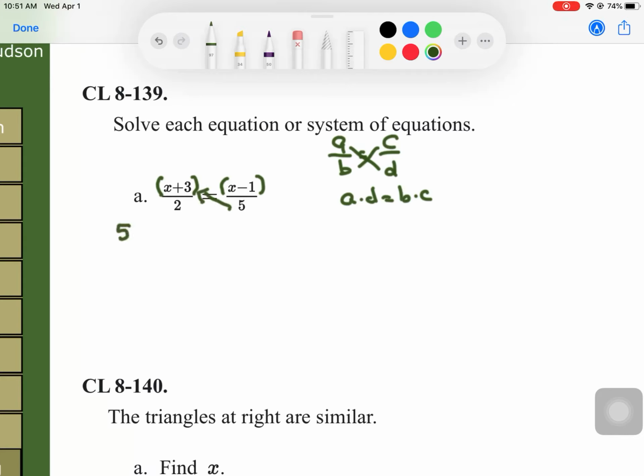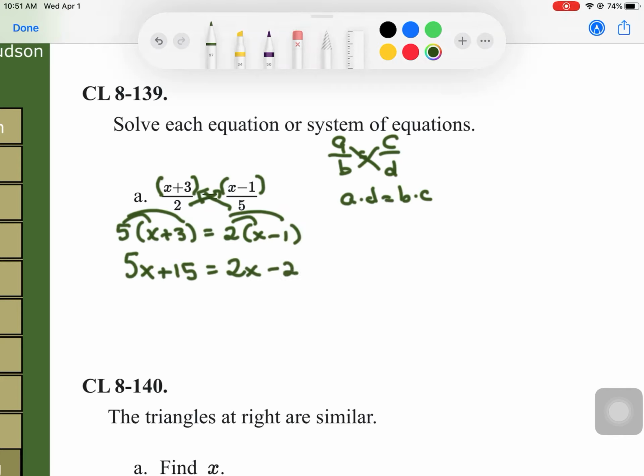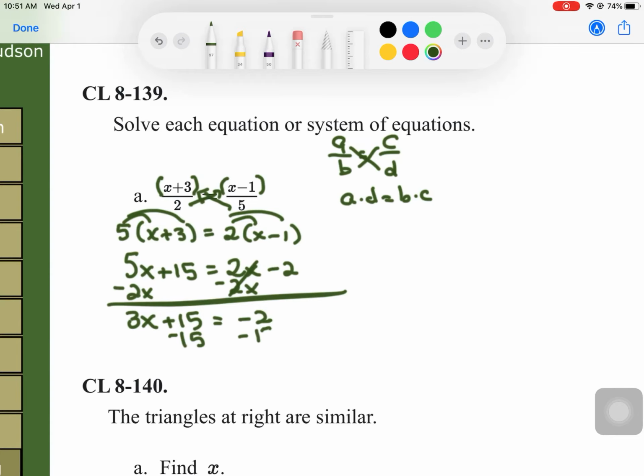So I'm going to multiply 5 times x plus 3 equals, and then multiply the 2 over here, 2 times x minus 1, and then I have to use my distributive property. So I get 5x plus 15 equals, and again the distributive property, 2x minus 2. I like to solve with my x's first, so I subtract 2x from both sides, and I get 3x plus 15 equals negative 2.